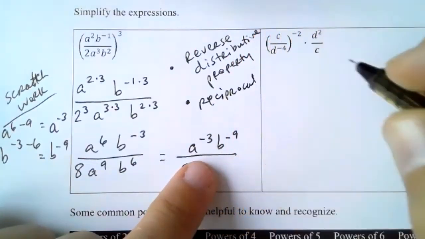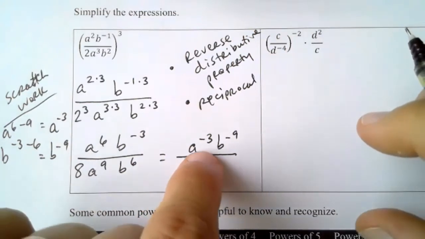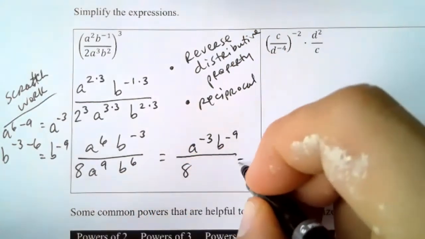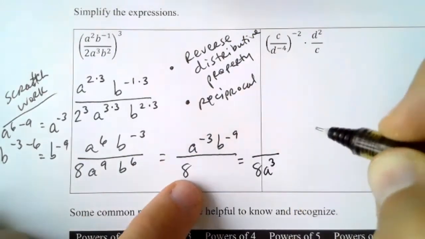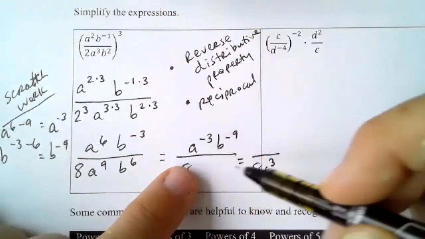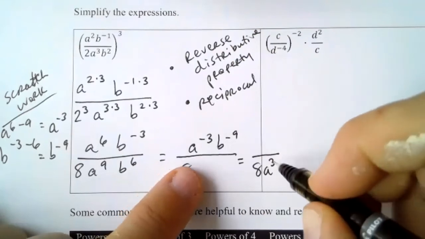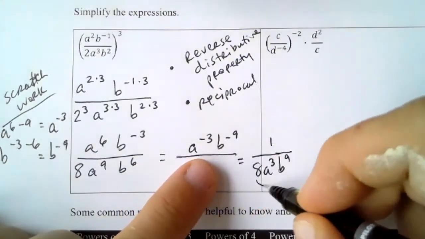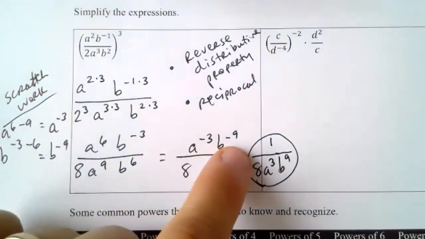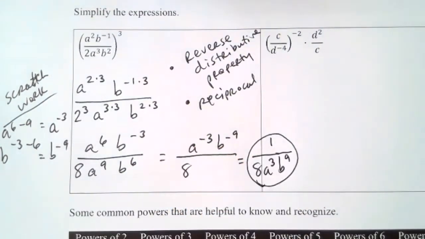You need to think the word reciprocal here because you've got negative exponents. So the way I would write this would be a to the 3 on the bottom. See how we move that down and it becomes positive? And then b to the negative 9 becomes positive as well. So there's my final answer, and there's nothing left on top, so the answer is 1.